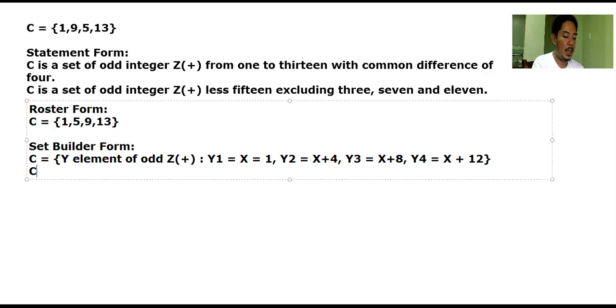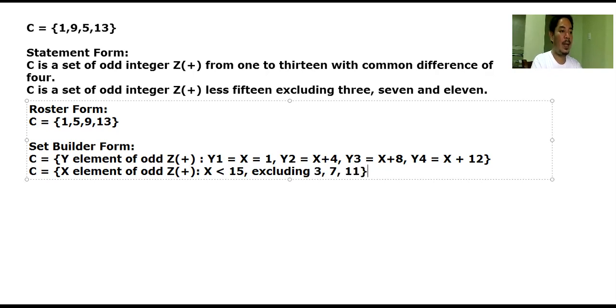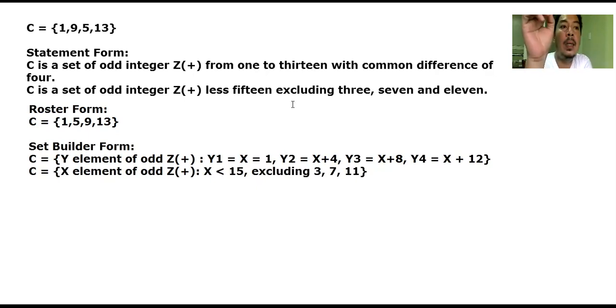Others can write C equals the set of x, an element of the odd integers, such that x is less than 15, excluding 3, 7, and 11. That is also acceptable. This is 20 points. Letter A was 20 points and letter B is 20 points, so that is 60 points. Okay, next.